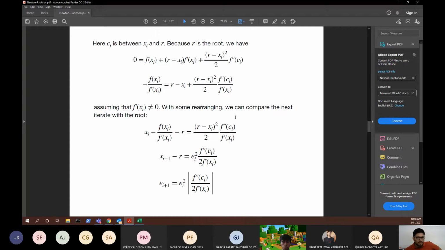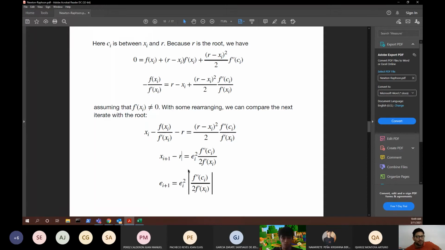And then we have this one. But in general, this one is also an error, but this is the error for the what? For the iteration i plus 1. Because this is xi plus 1 minus r. So the entire formula is then e_(i+1) is equal to e_i to the power 2, and then times this term.